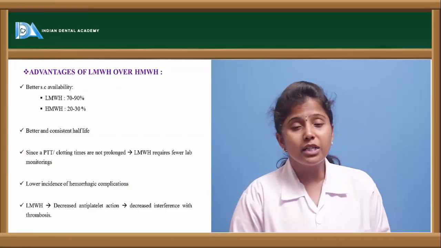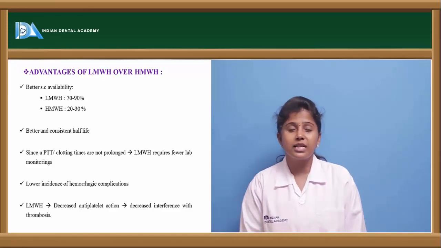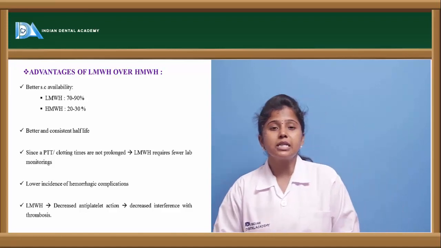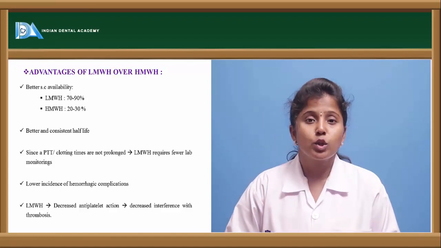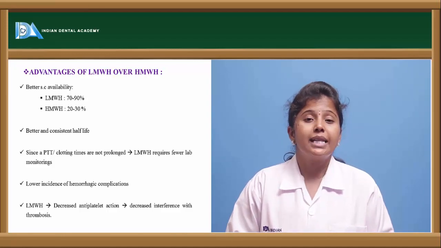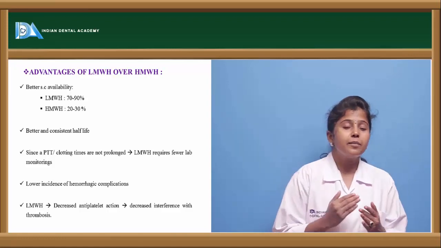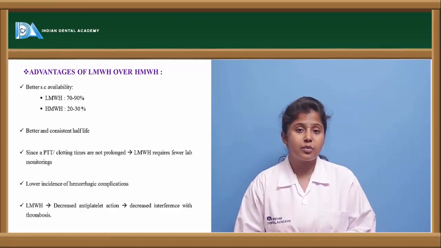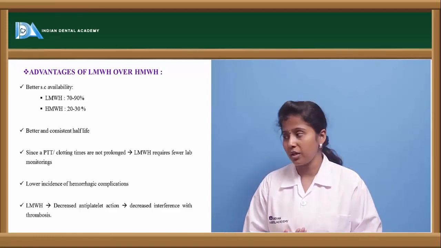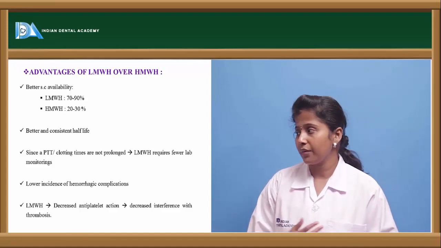Let us see the advantages of the low molecular weight heparins over high molecular weight heparins. How far are these low molecular weight heparins useful? Here they have better subcutaneous availability. If we are giving these through the subcutaneous route, they are available in the systemic circulation. Low molecular weight heparin bioavailability is 70 to 90%, whereas high molecular weight heparin bioavailability is 20 to 30% through the subcutaneous route. And they have a better half-life when compared to high molecular weight heparin.